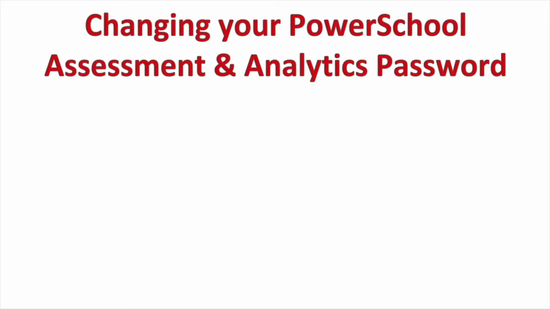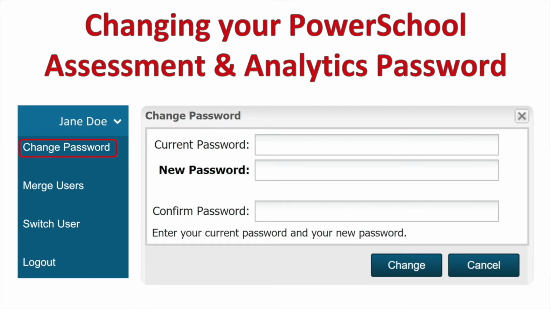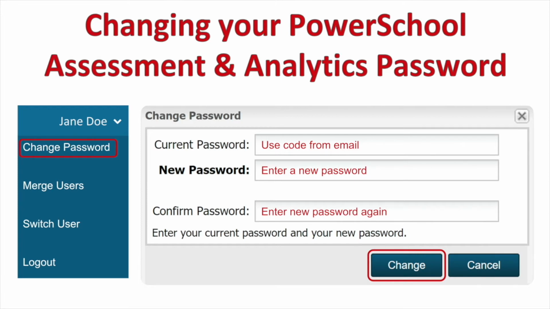Once you have successfully logged in, we highly recommend that you change your PowerSchool Assessment and Analytics password to something more personal and secure. To do this, click on the drop-down arrow next to your name in the upper right-hand corner. The following list appears. Select Change Password. In the window that opens, type the current password, then type a new password, and enter the password again to confirm it. To finalize the process, click on the Change button. If you have any questions about how to use the PowerSchool Assessment and Analytics resource, please speak with your mentor teacher or submit a help desk request.